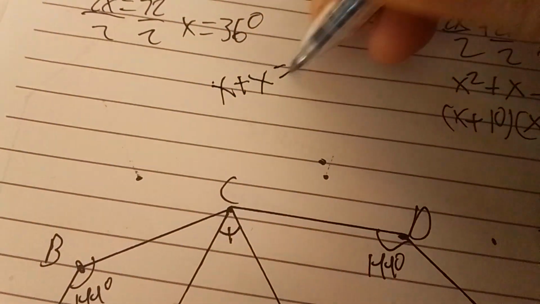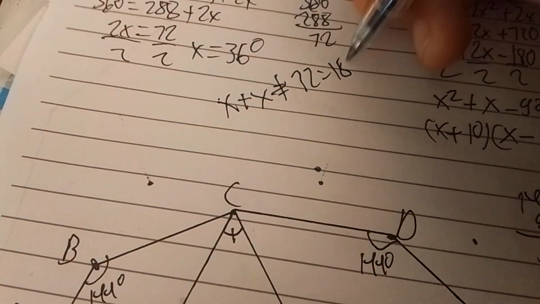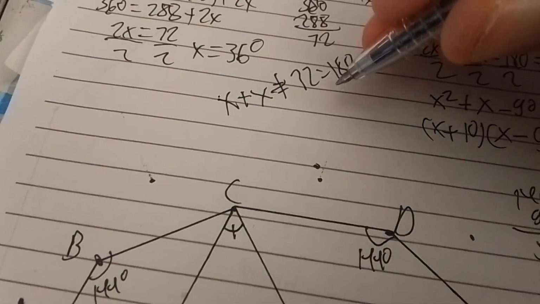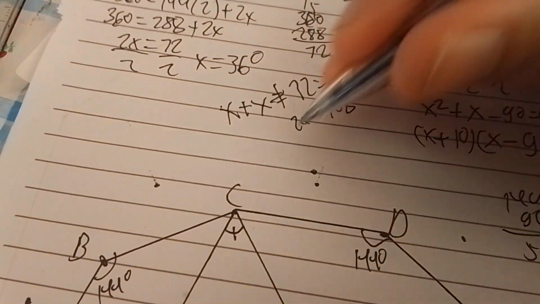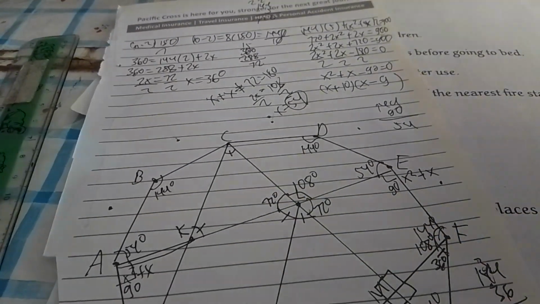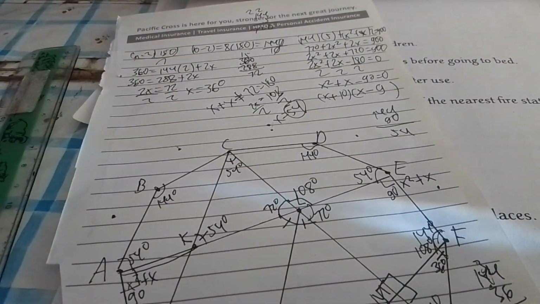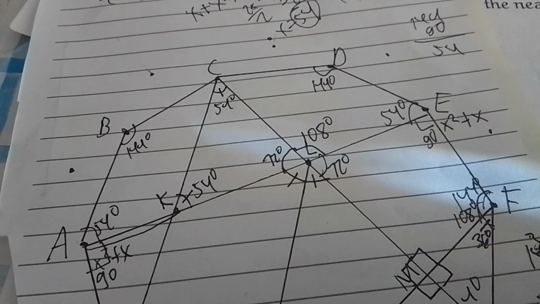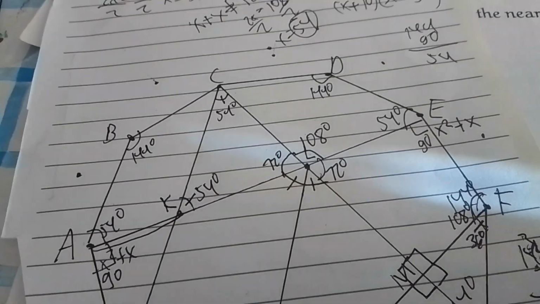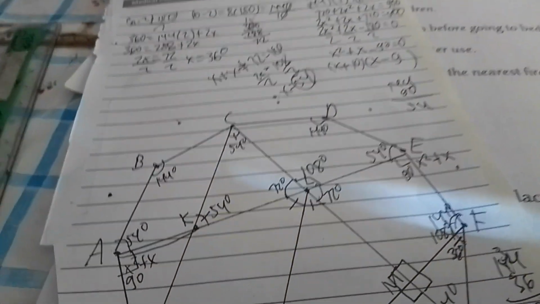x plus x plus 72 is equivalent to 180. Subtracting both sides by 72, we should get 108. 2x is 108. Divide both sides by 2, x is 54. So therefore, for these two angles here in the triangle, this should be 54, and this should also be 54. So both 54 degrees. Alright? But wait, we're still not yet done. Because we have 54 degrees, we can now solve for the other angles. How? Let's start with this one first.